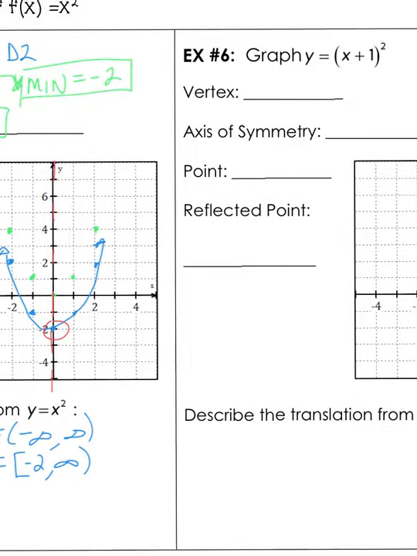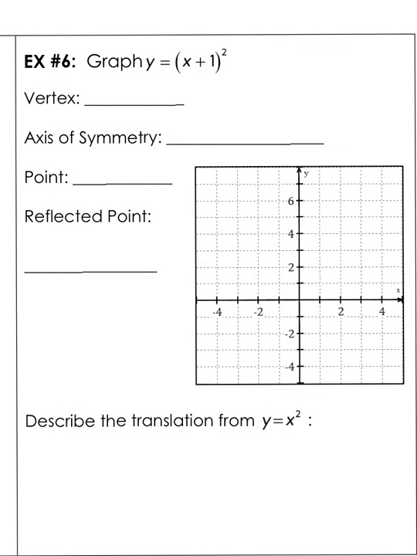Okay, look at number 6. So number 6, I would like you to try on your own. Figure out what transformation is occurring here. Plot the parent function points and move it. Okay.